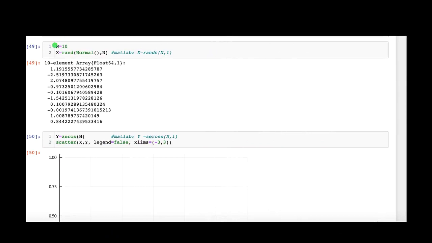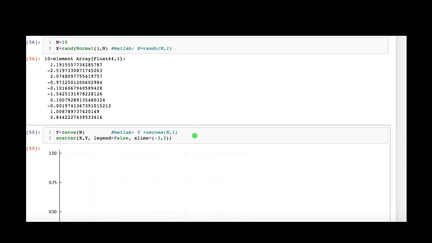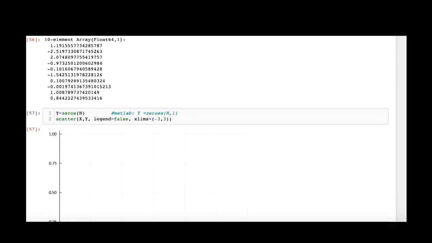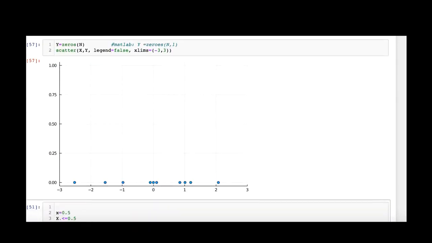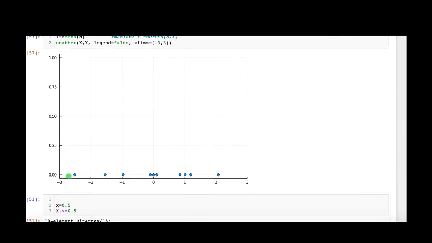Here we draw n equal to 10 random numbers from the standard normal distribution. The MATLAB command for this is as follows. In that case, x is a vector of 10 random numbers. If I repeat this command, I will get a different set of random numbers. Let's now plot these random numbers. Here they are shown on the x-axis.